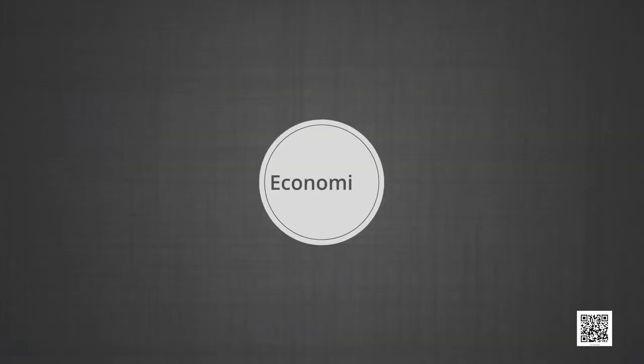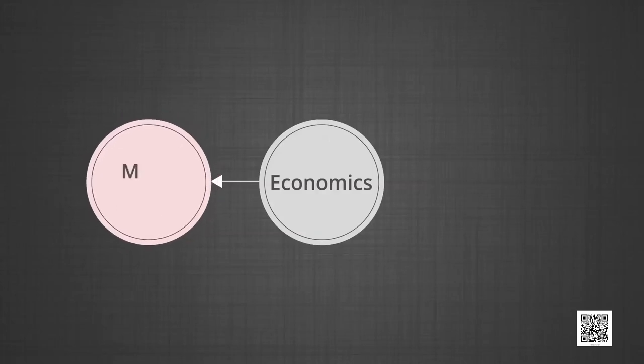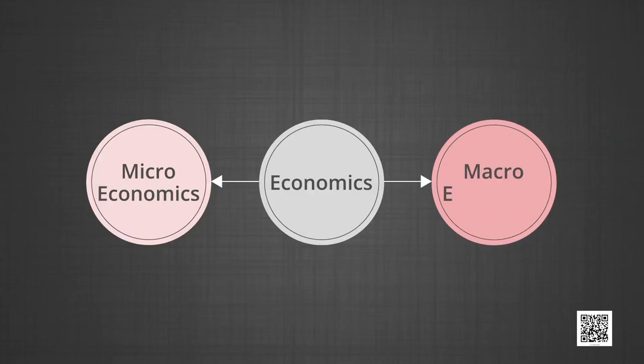Different types of economies solve the problems of what to produce, how to produce, and for whom to produce differently, depending on who owns the means of production. Broadly, the study of economics is divided into two fields, microeconomics and macroeconomics. We shall discuss all these concepts in more detail in the modules that follow.